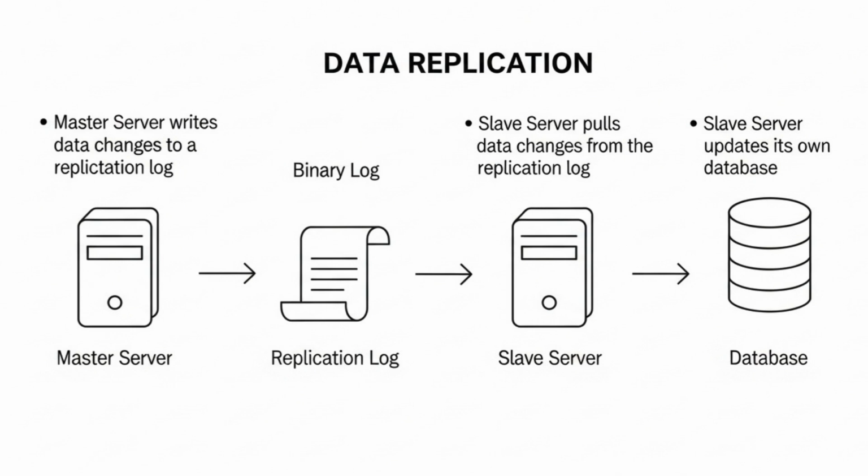Next, a slave server connects with the master and continuously requests these binary logs. The slave then meticulously applies those recorded changes to its own database. This ensures the slave's data stays perfectly in sync with the master's. By default, this entire process is asynchronous. This means the master doesn't wait for the slave to confirm processing before accepting new writes. This design choice is critical for keeping the master fast and highly responsive, preventing it from getting bogged down. However, it also introduces the possibility of a slight delay, or lag, between the master and its slaves.